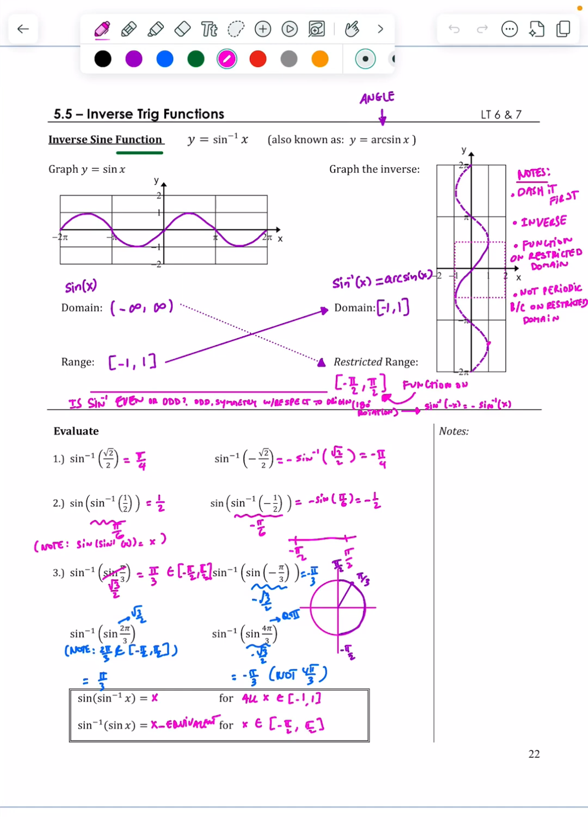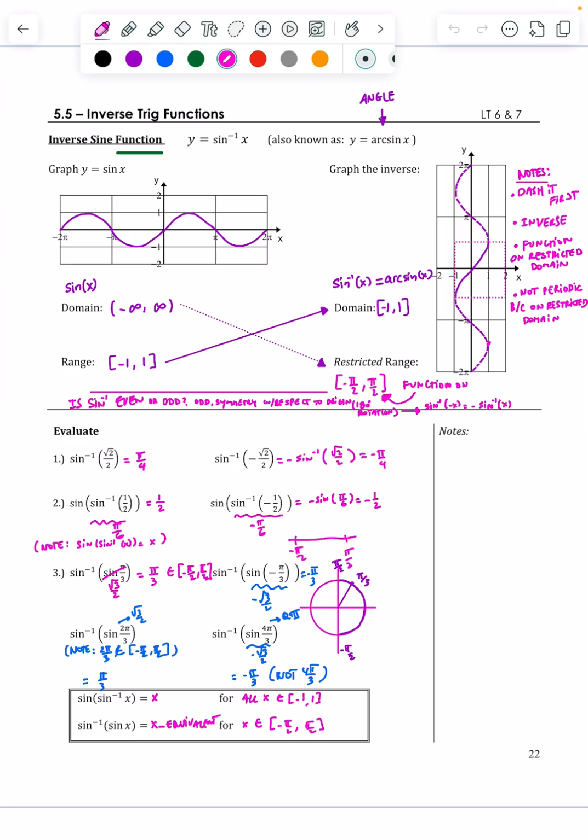Hello everyone, in this video we're going to talk about inverse trig functions. We had already discussed the inverse sine function. We graphed sine with its domain and range, and then we graphed inverse sine, and remember it's a function, so it has to have a restricted range. We dashed the part that we did not need, and kept the part that makes it a function in solid line. Its domain is -1 to 1, and its restricted range ended up being -pi over 2 to pi over 2.